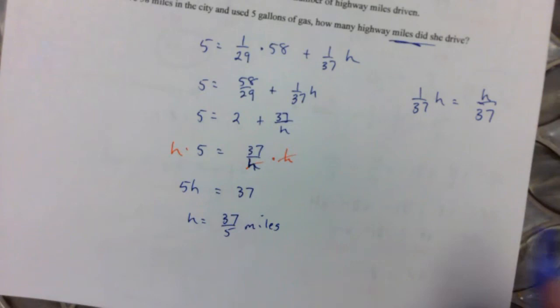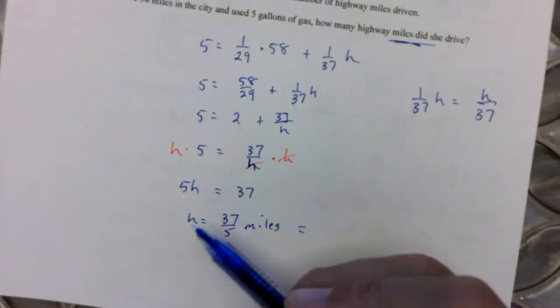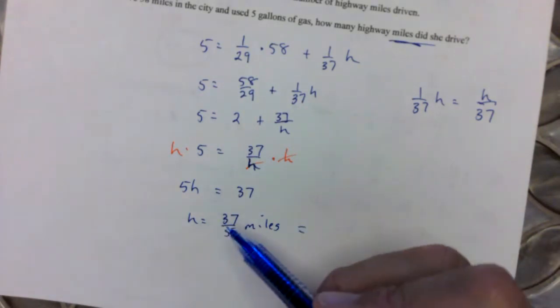You know how to convert that, right? Right now, it's what they call an improper fraction. We need to make it a mixed numeral. 5 goes into 37 7 times. The remainder of 2, 7 2/5 miles. Questions?